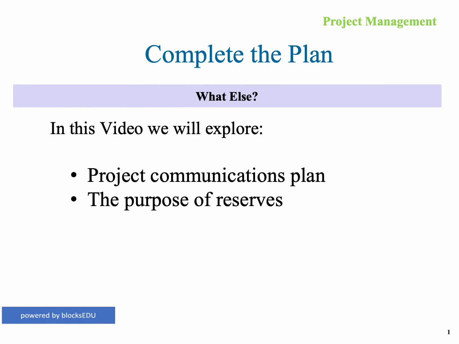So now we've gone over most of the things that are relevant to the basic project management plan, but there's a few more things that we need to complete in order to have a comprehensive plan. So the question is, what else do we need? Well, we need a project communication plan. We need to determine the project risk. We need to look at this thing called reserves or contingencies. And then we need to look at a project procurement plan. And what does that actually mean?